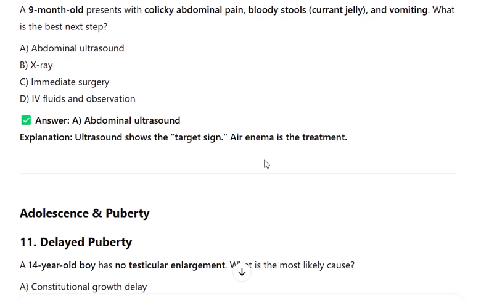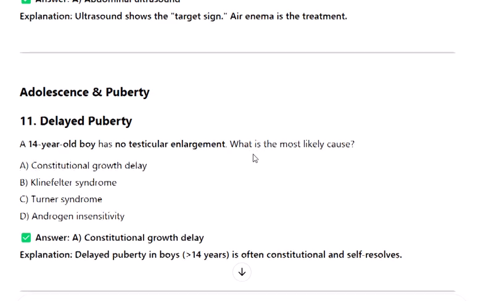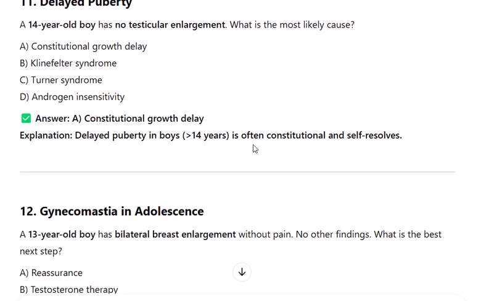Adolescence and puberty. 11. Delayed puberty. A 14-year-old boy has no testicular enlargement. What is the most likely cause? A. Constitutional growth delay. B. Klinefelter syndrome. C. Turner syndrome. D. Androgen insensitivity. Answer A. Constitutional growth delay. Explanation: delayed puberty in boys up to 14 years is often constitutional and self-resolves.